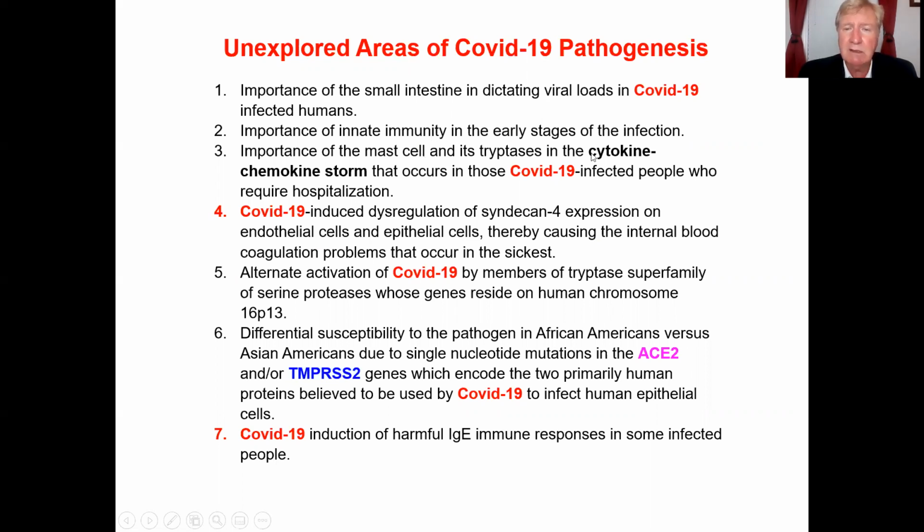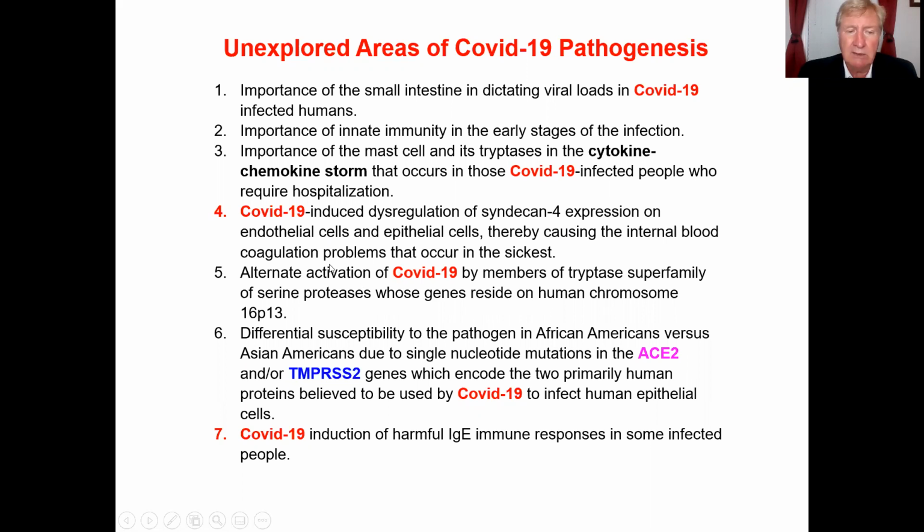What is the importance of mast cells and tryptase in the cytokine storm that occurs in COVID-19 people who require hospitalization? I'm going to talk a little bit more about that in my follow-up lecture. Why are the COVID-19 affected people developing blood clots? Now, there is a mechanism in the endothelial cells, epithelial cells, that controls blood clotting, and it's dictated by the proteoglycan called cytokine-4. Is the dysregulation of cytokine-4 the reason for the blood clots?